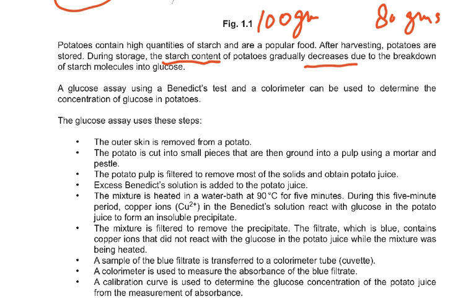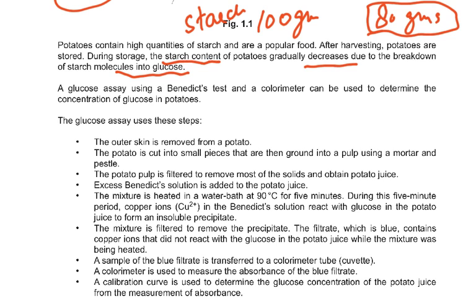During storage, the starch content of potatoes gradually decreases due to the breakdown of starch molecules into glucose. So you had 100 grams of starch, and maybe after 4 weeks now there is 80 grams of starch. What has happened is that some of the starch has been converted to glucose and the glucose has been respired.